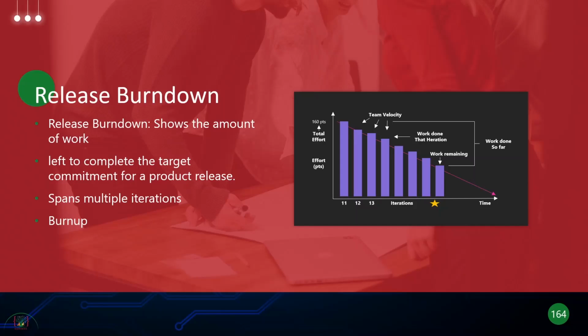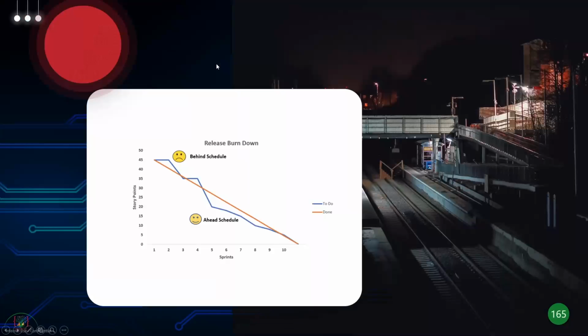And just like you have a release burn down, you can also have a release burn up. Same concept, it will show you the total amount of work that's been completed in the release so far. So in the release burn down, again, you can see if you're behind schedule or ahead of schedule. The to-do line is the blue line here and the done line is the orange line. I'm measuring story points on the y-axis and the x-axis is my sprints.